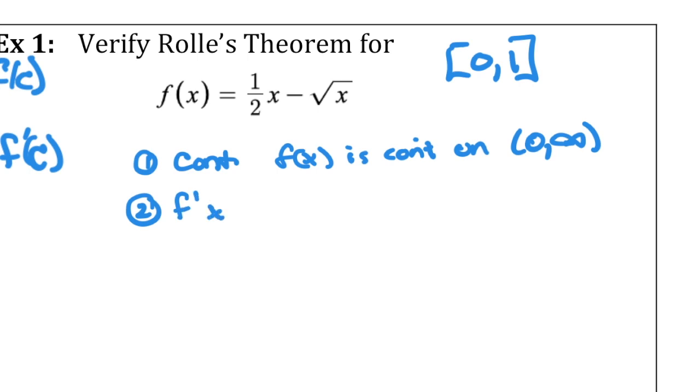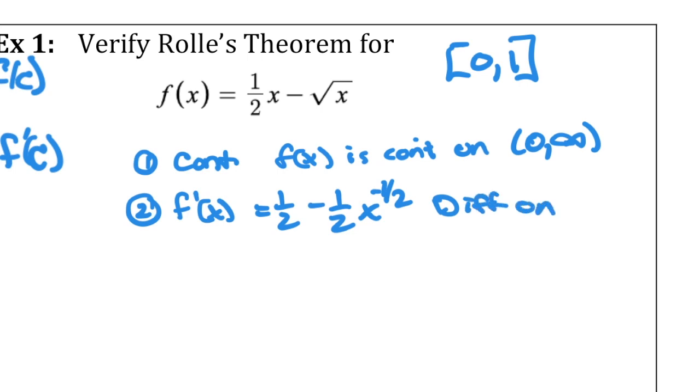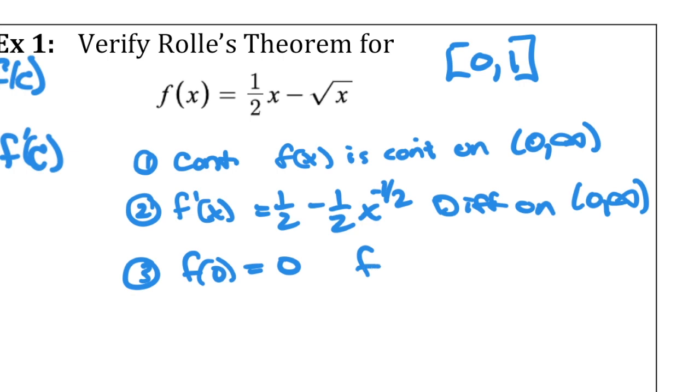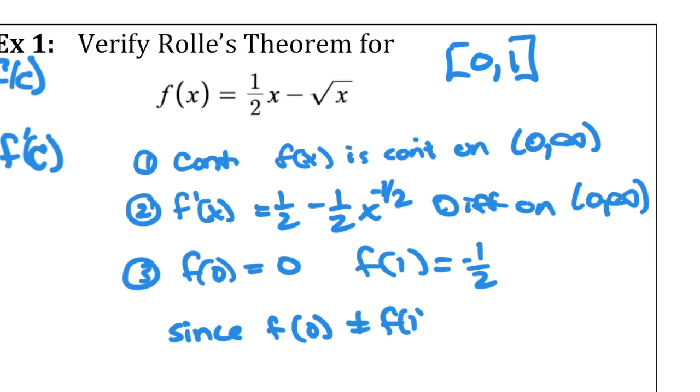Second part, we want to think about differentiability. f prime of x is equal to 1/2 minus 1/2 x to the negative 1/2. The endpoint 0 would not exist for this function, but that's quite fine because it is differentiable on 0 to infinity. So let's look at our third condition. f at 0 is equal to 0. f at 1 is equal to negative 1/2. Now, since f at 0 does not equal f at 1, Rolle's theorem fails.